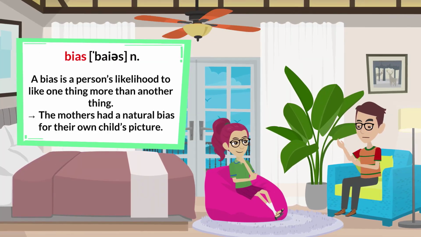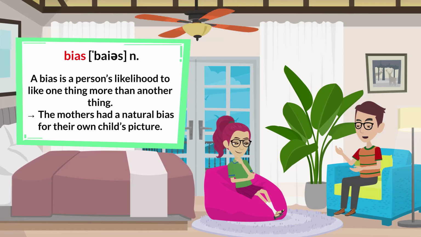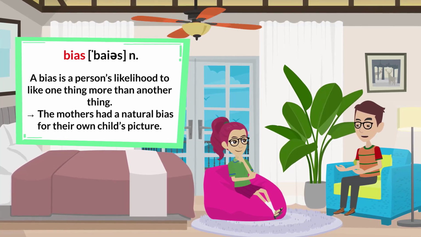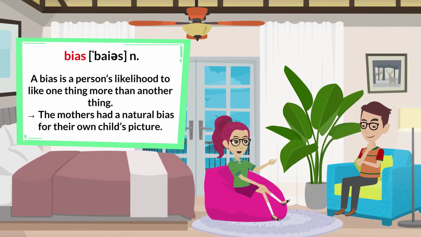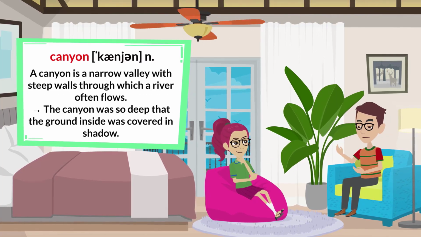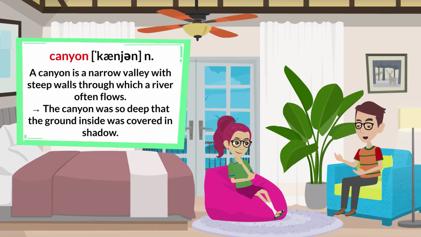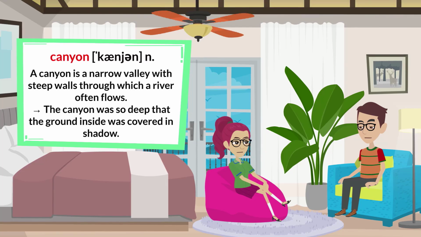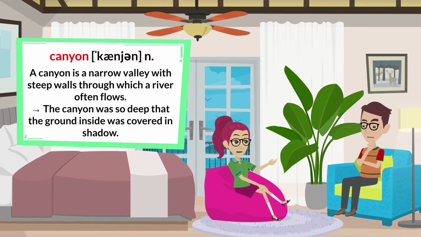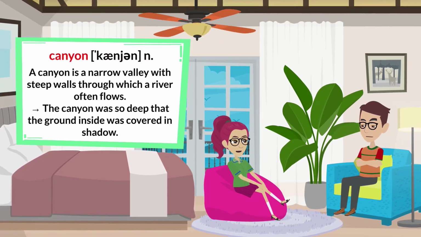Bias. A bias is a person's likelihood to like one thing more than another thing. The mothers had a natural bias for their own child's picture. Canyon. A canyon is a narrow valley with steep walls through which a river often flows. The canyon was so deep that the ground inside was covered in shadow.